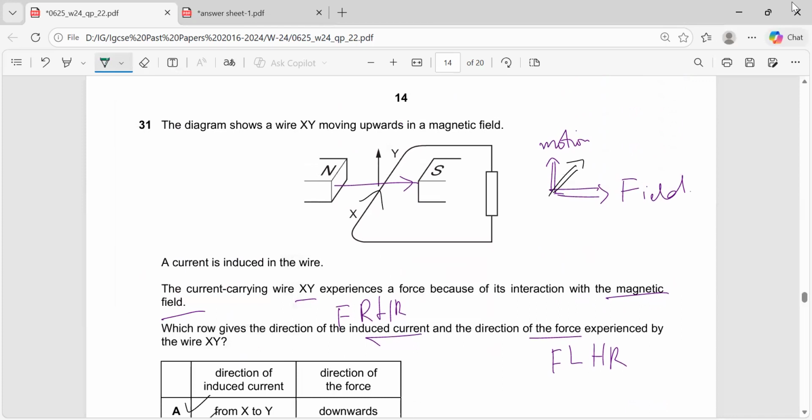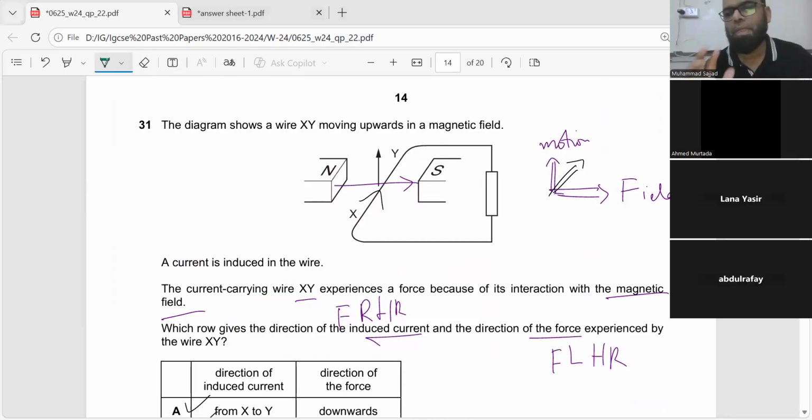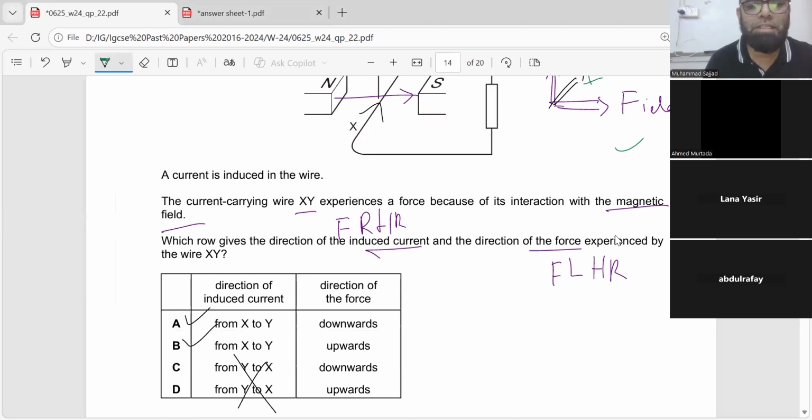Again, if you ask me, dear friends, Fleming's right-hand rule. Please come here. Right hand, this way. Motion is upward; it is already mentioned that motion is upward. Given field finger north to south, and current is the second finger. So this is the field finger, this is the motion, and this one will be current. That's why we have taken current from X to Y, not from Y to X. So answer is A or B.